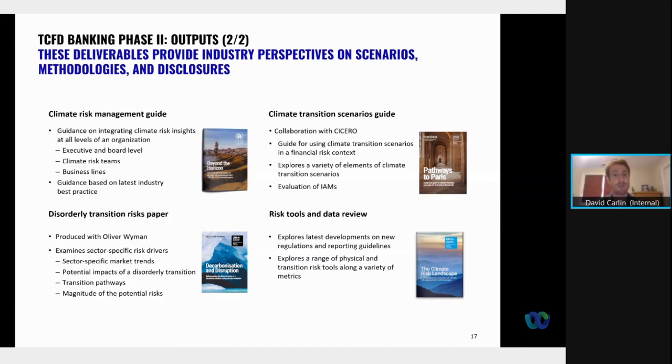Another was to look at scenarios with a set of climate experts from the group known as CICERO out of Oslo, and also to look at the impact of disorderly transitions. So what were those disorderly transitions and what did they end up looking like across different sectors? If there were rapid changes in a sector, what could that mean and how could that happen based on current climate scenarios? Finally, we did an overview of the existing tools and existing data providers, which we're working to build into a database that is repeatedly updated.